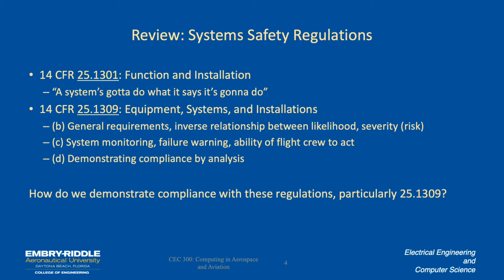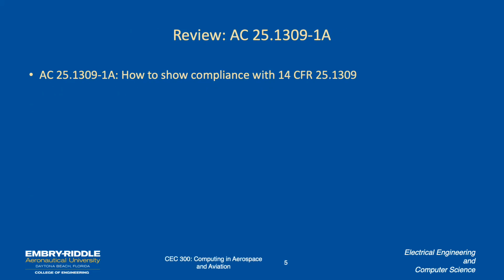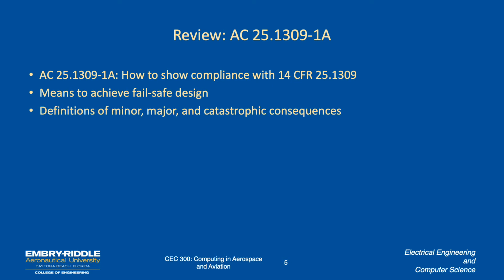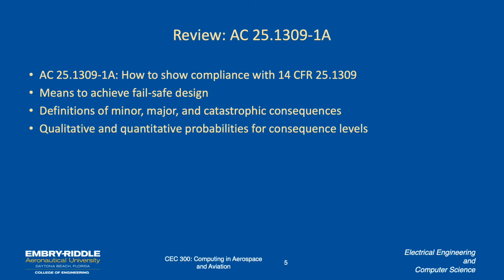So previously we talked about how you demonstrate compliance with 1309. And we talked about advisory circular 25.1309-1A, which does specifically that, gives some guidance on how to show compliance with 14 CFR 25.1309. It talks about fail-safe design, minor, major, and catastrophic consequences, what those are, qualitative and quantitative probabilities associated with those consequence levels, and the kinds of analyses that you can do, which was functional hazard analysis, preliminary system safety analysis, etc.